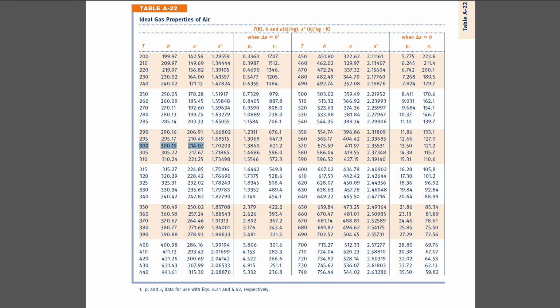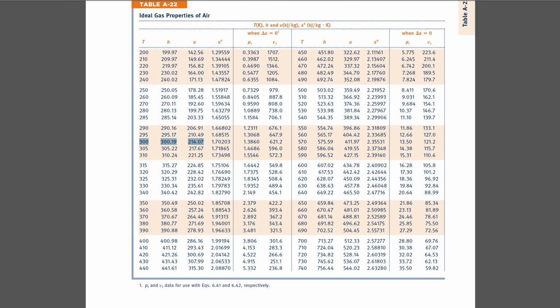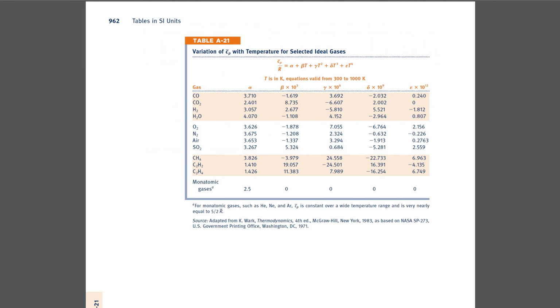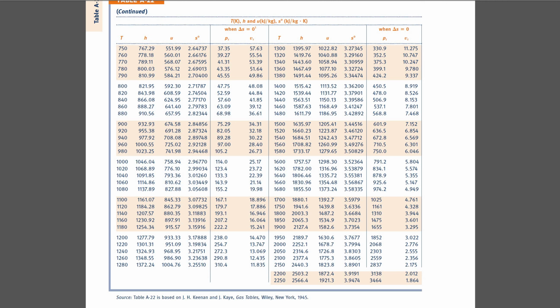All right, so back over to the table. Now I need to find 1400 Kelvin on my table. Do note that your table is split up into two columns, separated by the center here. My temperatures go from 200 up to 440, and then over here again 450 up to 740. So I'm going to scroll down onto the next page. Okay, here we go, 1400. That's going to give me an internal energy of 1113.52.